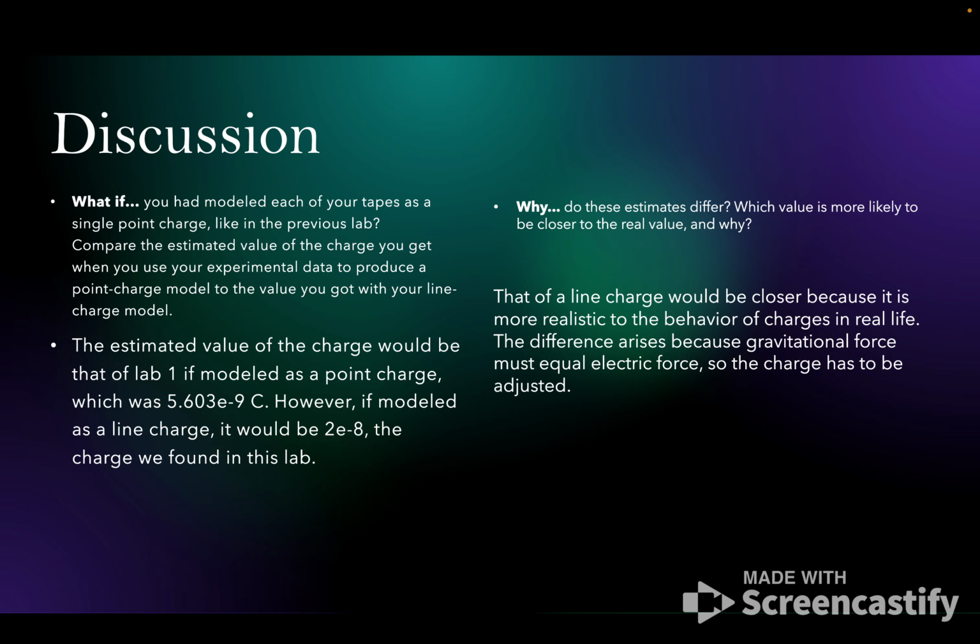Why do these estimates differ? Which value is more likely to be closer to the real value, and why? That of a line charge would be closer because it is more realistic to the behavior of charges in real life. The difference arises because gravitational force must equal electric force, so that's why we have to adjust the charge.